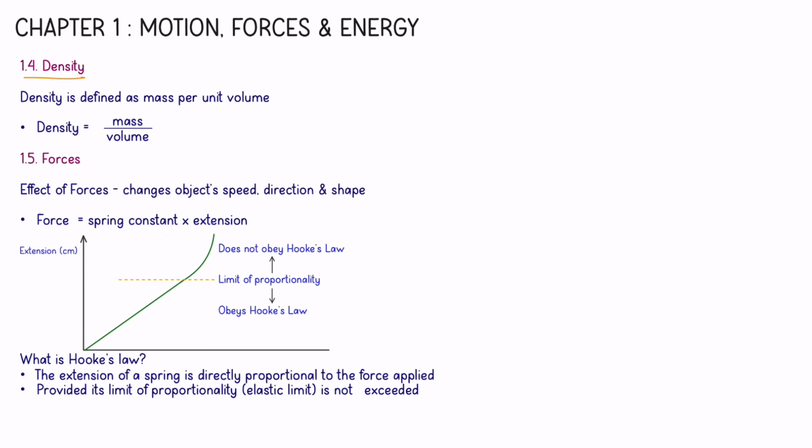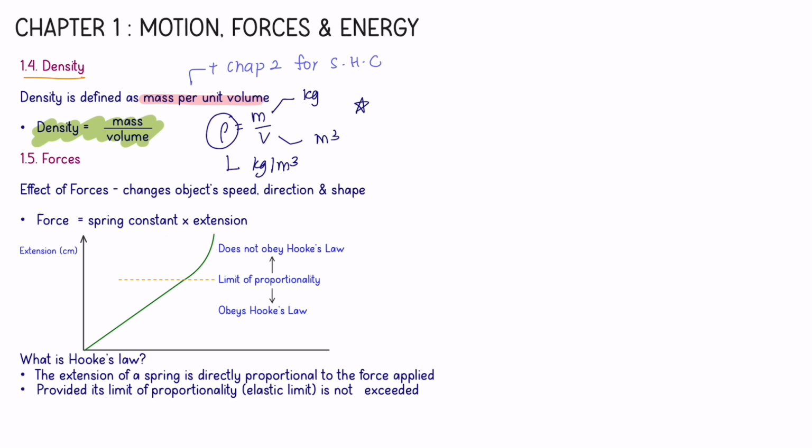Next, density. Density is the mass per unit volume. So the formula is m over v. If the mass is in kilogram and the unit is in meter cube, then the unit for density would be kilogram per meter cube. Questions regarding density are usually quite straightforward, and usually these types of questions are combined with chapter 2 for specific heat capacity, where they will give you the volume and density, and they'll ask you to find the mass to be substituted into the formula of energy. So to do that, mass would be density times volume.